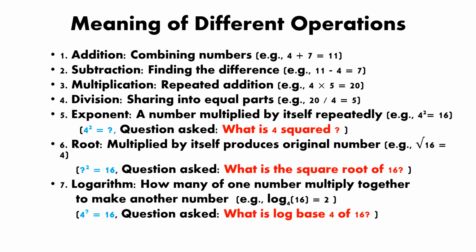Now here are some examples of what I just said before. For example, addition would be 4 plus 7, subtraction would be 11 minus 4, multiplication would be 4 times 5, division would be 20 over 4, exponent would be a number multiplied by itself repeatedly, so 4 squared would be 16, because 4 times 4 equals 16. Root would be a number that multiplied by itself produces the original number. So for example, root of 16 would be 4. Square root of 16 would be 4 because 4 times 4 gives us 16.